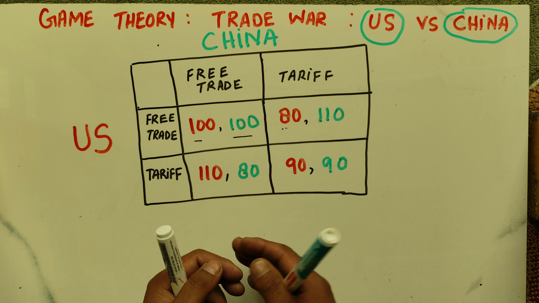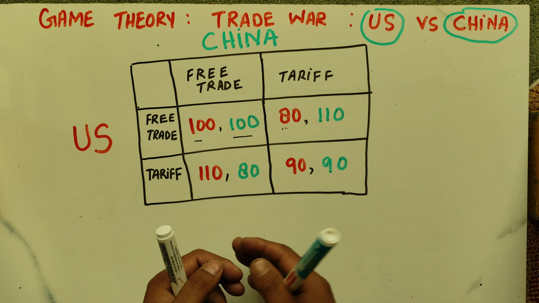Okay, so what is Nash equilibrium? It is a situation where each player chooses its optimal strategy, its best strategy, given the other player has also chosen its best strategy. So there is no unilateral advantage in deviating from that very strategy.